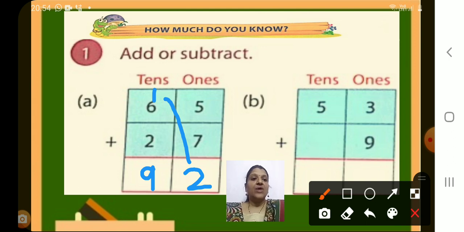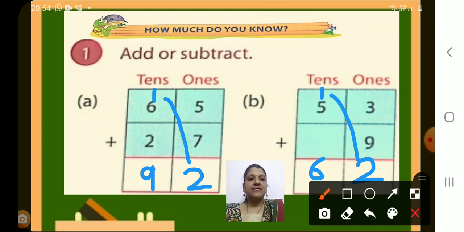Next, 53 plus 9. Here also 3 plus 9 equals 12. So 2 we will write in the ones place and we will carry over 1 to the tens place. Now 1 plus 5 is 6. 62 is the answer.